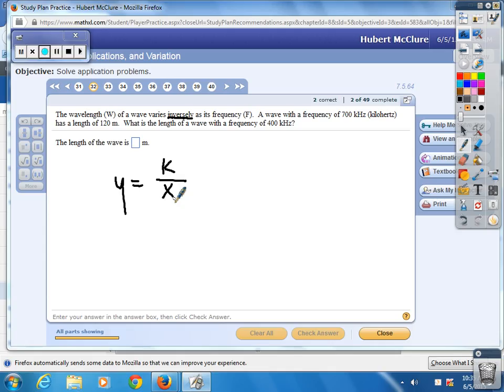Okay, let's go ahead and change our y into W, W equals k over l. Now, do you notice that these are capital letters?